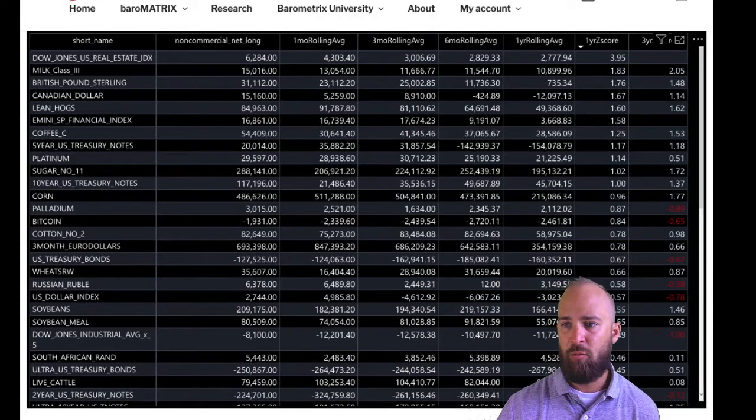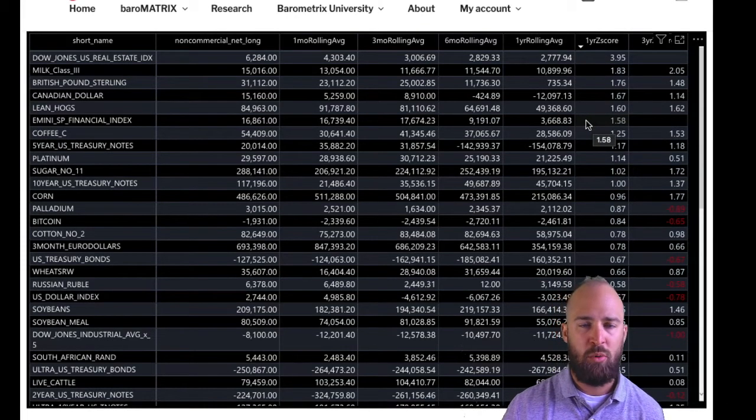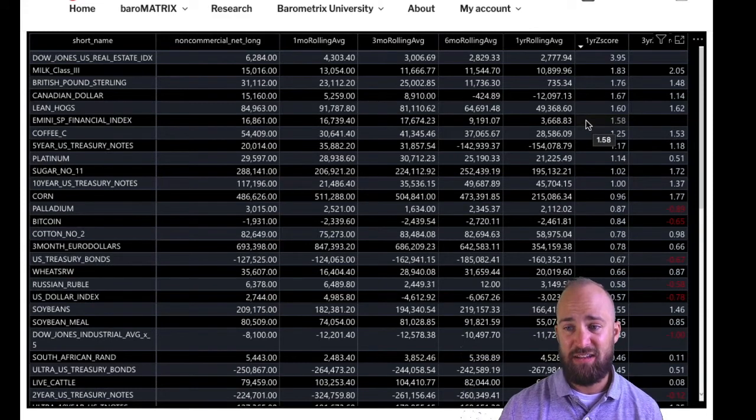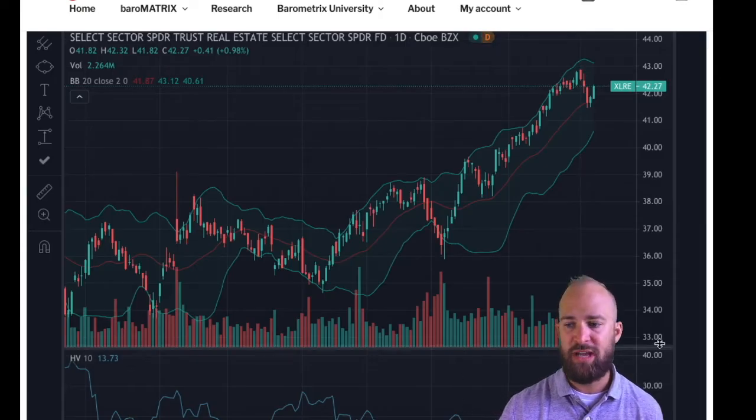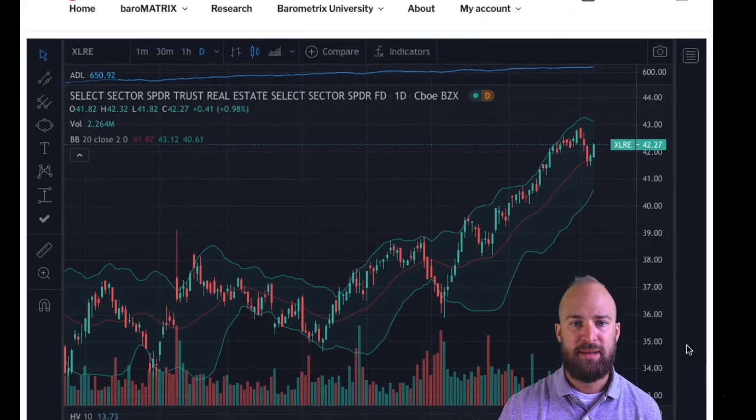Moving on beyond that, what else is extreme right now? Milk, I don't really trade milk, so I don't care about that. We see the E-mini S&P Financial Index at about 1.58. So not the extreme end of extreme, but a notable net long position in financials, which makes sense based on a lot of the other research that we've been doing these last couple weeks.